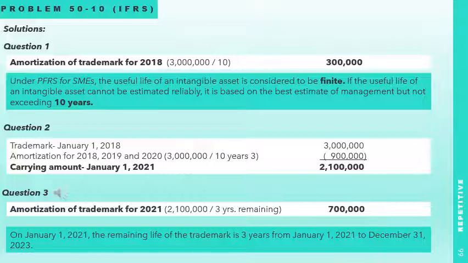Para makompute yung amortization of trademark, we just need to divide the carrying amount to the number of years remaining. Since ang tinatanong ay amortization of trademark for 2021, ang gagamitin natin is carrying amount ng January 1, 2021, which is 2,100,000 na nakompute na sa previous question. Then, para sa remaining years, ay bibilangin lamang natin kung ilang taon pa ang useful life ng trademark starting January 1, 2021 to December 31, 2023. And ang makukuha natin ay 3 years. Then, i-divide lang natin yung dalawa, 2,100,000 divided by 3 years remaining equals 700,000. So, 700,000 would be our amortization of trademark for 2021.